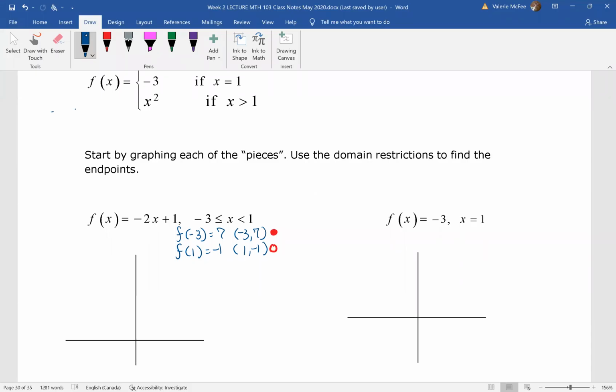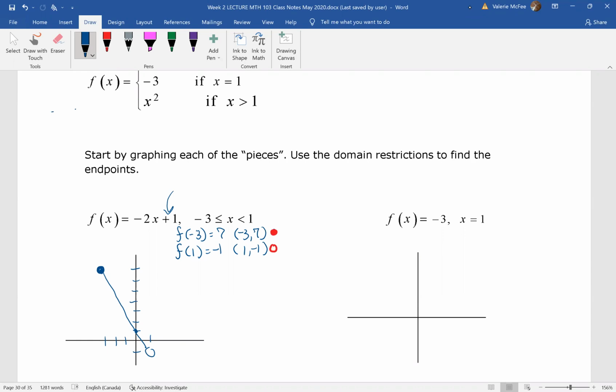You found the f of -3. We see that x is equal, so it needs a closed circle. You found the f of 1. That needed an open circle. So at -3, 7, we have a closed circle. At 1, -1, we have an open circle. And we see that this is a linear equation, so we know that this is a straight line connecting these 2 points. I also saw that it had a y-intercept at +1. There it is. Perfect.